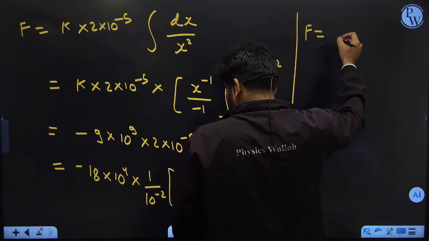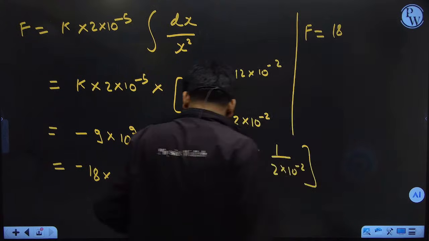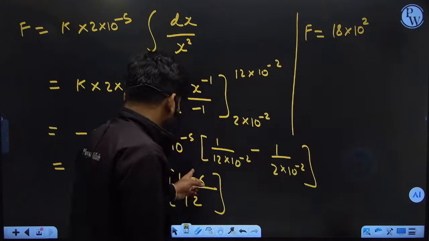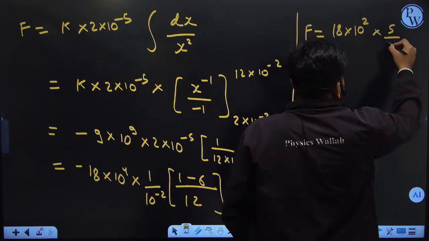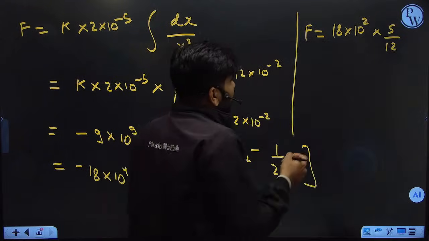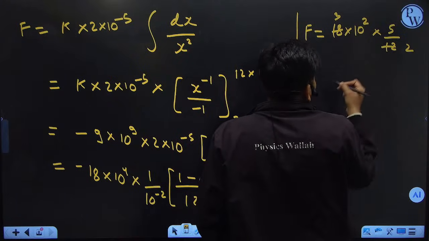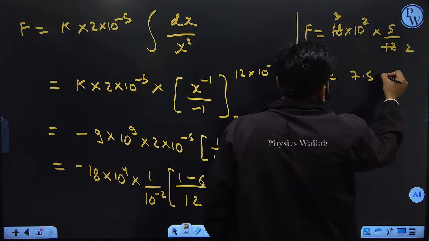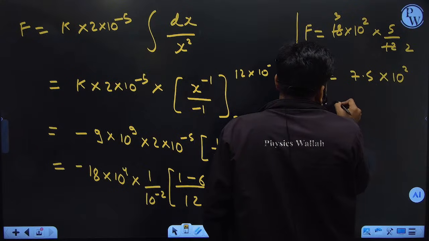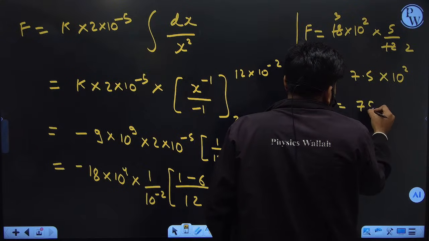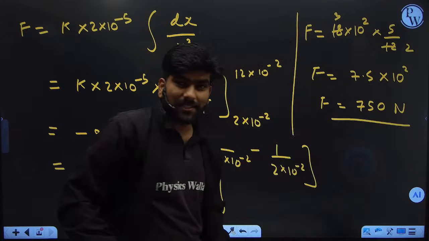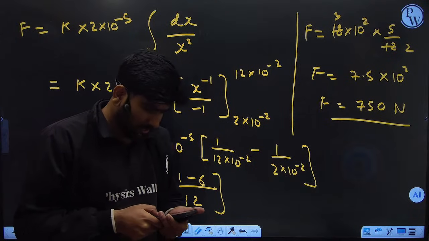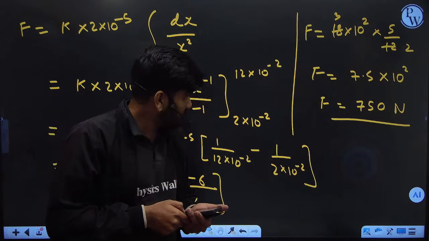So 4's being how much? 18 into 10 raised to the power 2. Okay, so 18 into 10 raised to the power 2 into 5 by 12. All right. Now 6 2s are 12, 6 3s are 18. Force will be 15 by 2, that is 7.5 into 10 raised to the power 2 Newton. So force being 750 Newton. So this is the answer that you have to select in the option. Okay. So 750 Newton.